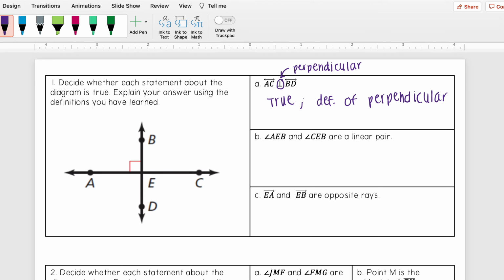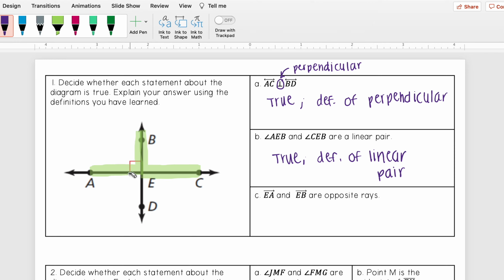Okay, now let's look at this next one. This next one says that AEB and CEB are a linear pair. So let's look at that. I have AEB, so that's going to be this angle, and CEB is going to be this angle. Now I want to determine whether that is true or false. Well, I know for a linear pair, that means that they're supplementary. And so if you remember from Unit 1, that means that they add up to 180 degrees. Well, I see that this forms a straight line, and these two angles are adjacent to each other, and so that means that this one is true. That's the definition of linear pair. And again, that is because they're adjacent to each other, right next to each other, and they form 180 degrees.